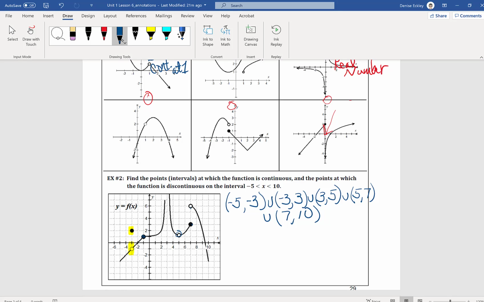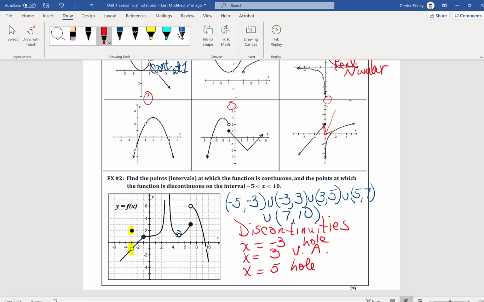Okay, and where are the discontinuities? Everywhere that we had to stop or start an interval. So the discontinuities are at x equals -3, we had a hole. At x equals 3, we had a vertical asymptote. At x equals 5, we had another hole. And at x equals 7, we had a jump. Okay, so that's that problem.